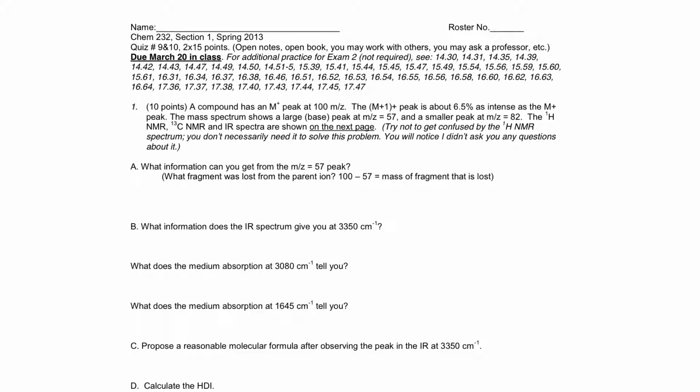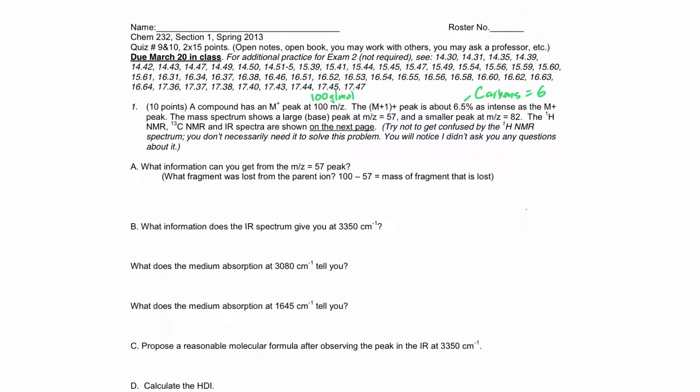Here is the key for quiz 9 and 10. The first question has quite a bit of information on the first page, and then the second page has the data. We'll look at that in a second. First off, we want to look at the M plus peak. This is in the mass spectrum, and that tells us that our compound weighs 100 grams per mole. The M plus 1 peak tells us that there are 6 carbons in our molecule.